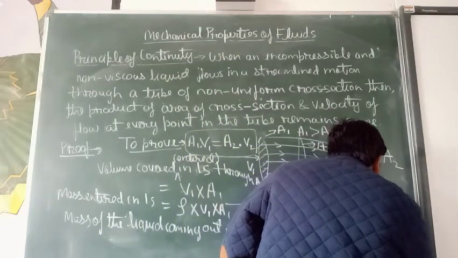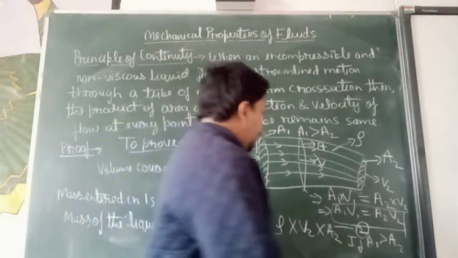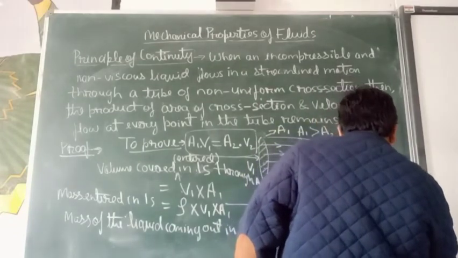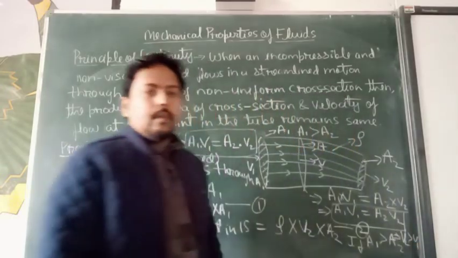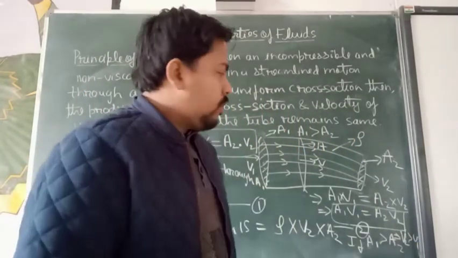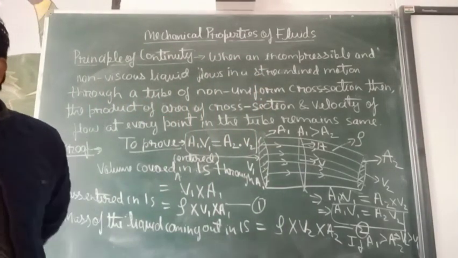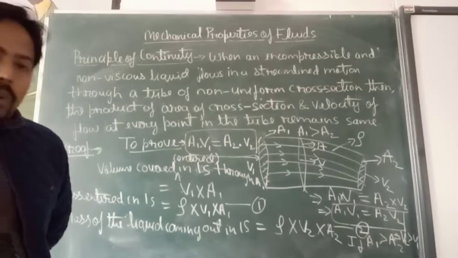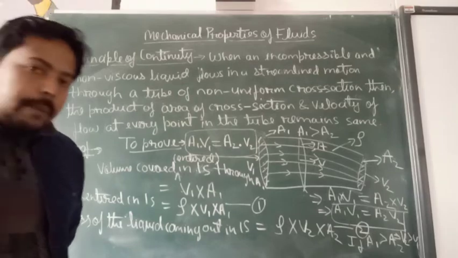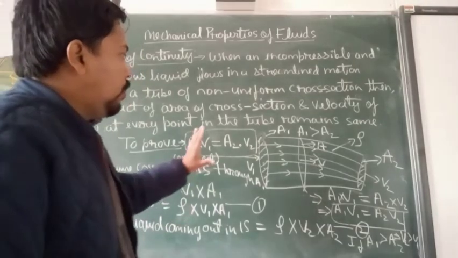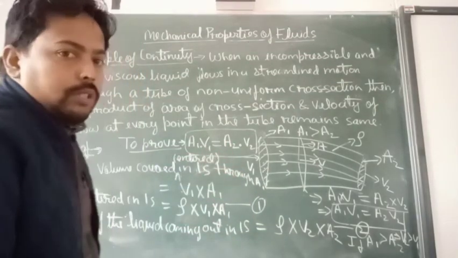If A1 is greater than A2, so what we have to conclude? We have to conclude that in this case V2 will be greater than V1 at any cost. Okay, this will be our consideration. So this is very important. So from here what we can conclude in a theoretical manner, the velocity of the liquid is smaller in the wider part of the tube and larger in the narrower parts of the tube. So according to this area of cross section, we can conclude what will be the magnitude of velocity.